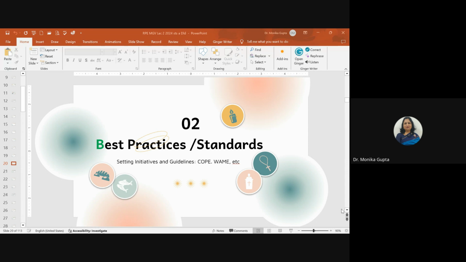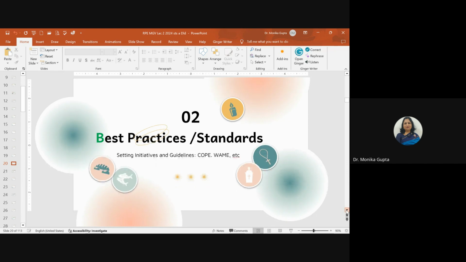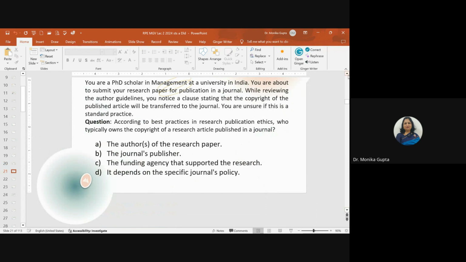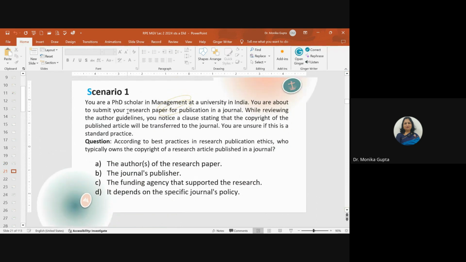What we can discuss here is, let us discuss this scenario to understand. You are a PhD scholar in management at a university in India. You are about to submit your research paper for publication in a journal. While reviewing the author guidelines, you notice a clause stating that the copyright of the published article will be transferred to the journal. You are unsure if this is a standard practice.